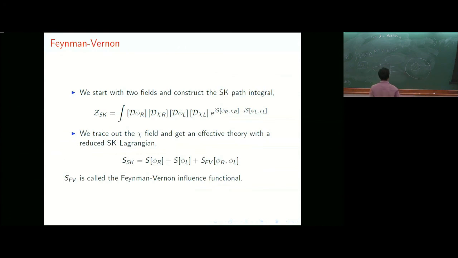So to get that, let's say the environment field is chi and the system field is phi. Then the path integral is given by this. So this is the unitary Schwinger-Keldysh path integral for the density matrix with 2 fields, phi and chi. Now we integrate out the chi field, then effectively we get this action. That is S of phi r, functional of phi r minus S of phi l, and there is an additional piece.